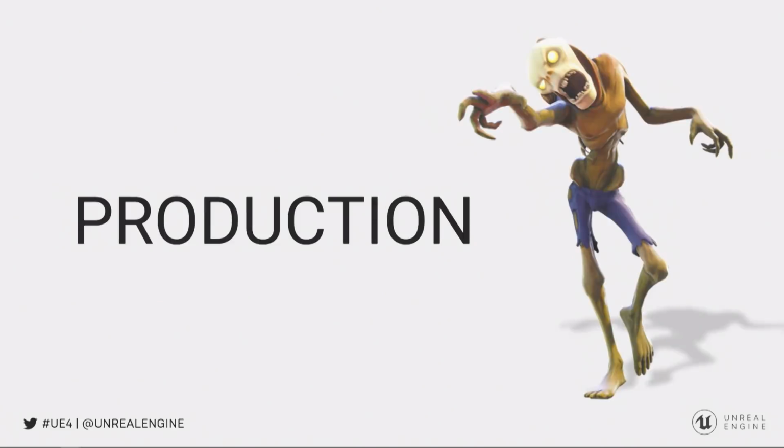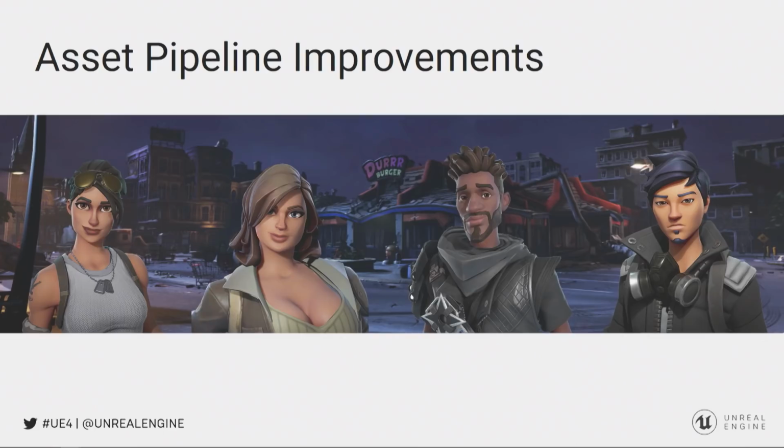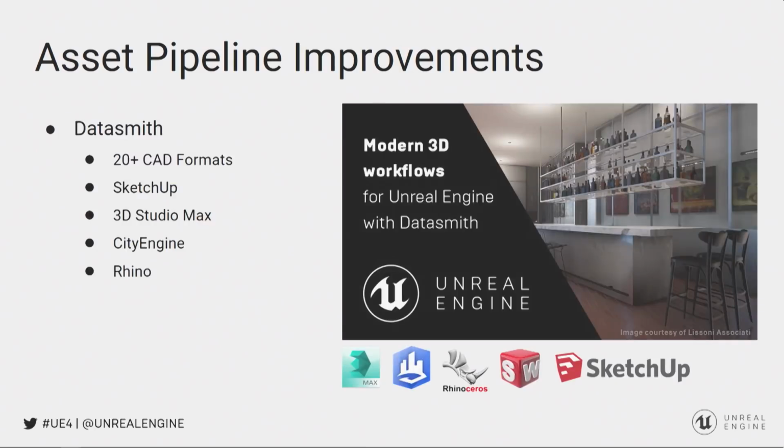All right, moving into production. We've just been talking about pre-production. Production is something that goes even further. A lot of you are probably thinking, well, Brian, you had all those game assets for Fortnite. I don't have that in my pipeline. I have to start from scratch. What do you have for me? Okay. Well, of course, since 4.16, we've introduced Datasmith. This is one of the biggest improvements that we've made to the Unreal asset ingestion pipeline.